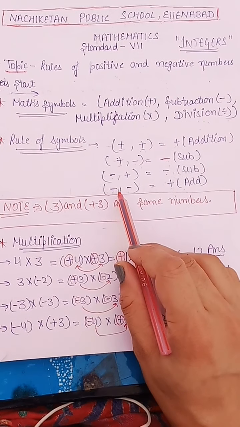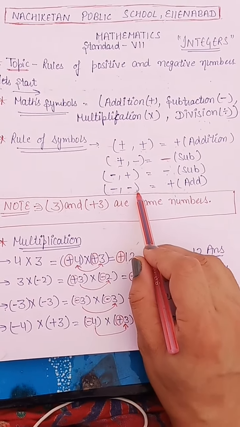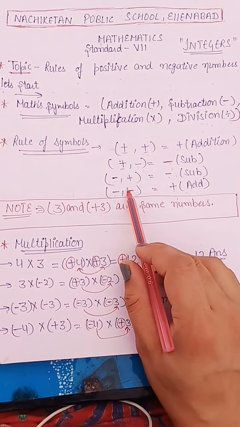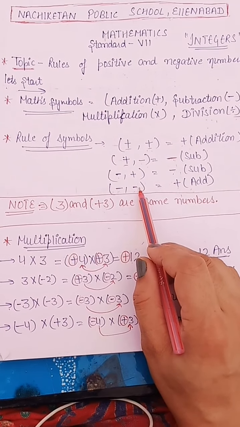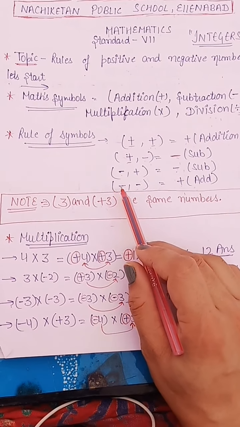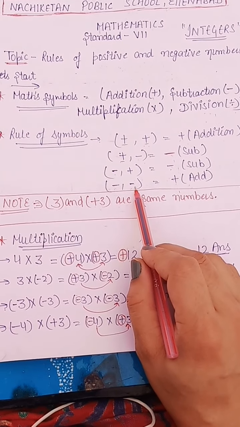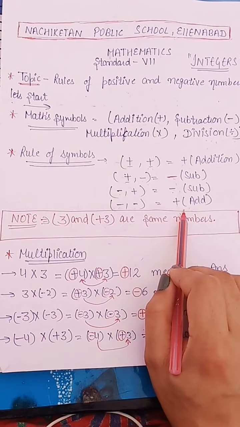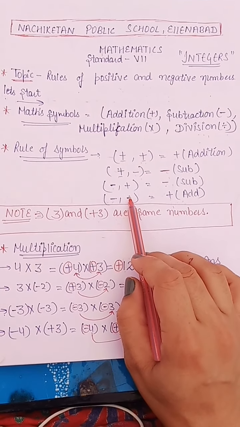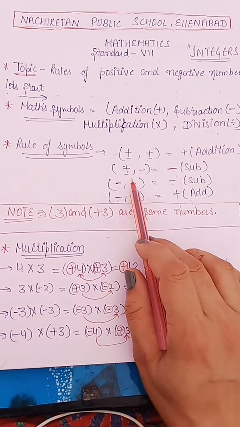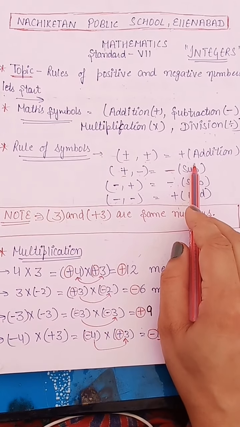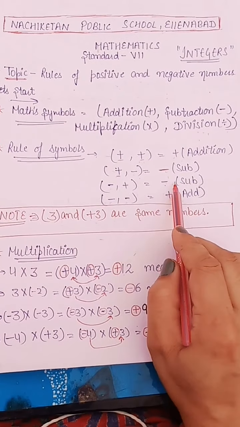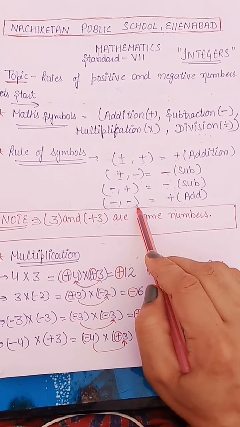Fourth rule is first number is negative, second is also negative. Means to say both numbers have a same sign. Same sign means to say first number is in negative form, second number is also in negative form. Then the answer will come positive. Okay, these four rules you have to remember. Positive, positive, then positive; plus, minus, minus; minus, plus, minus; minus, minus, plus.